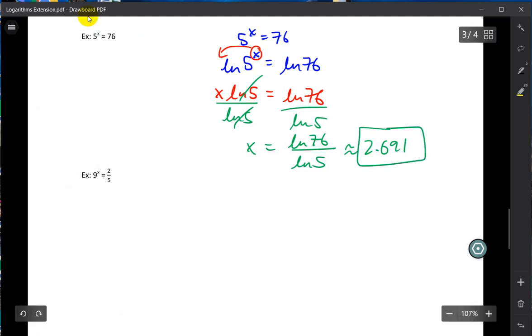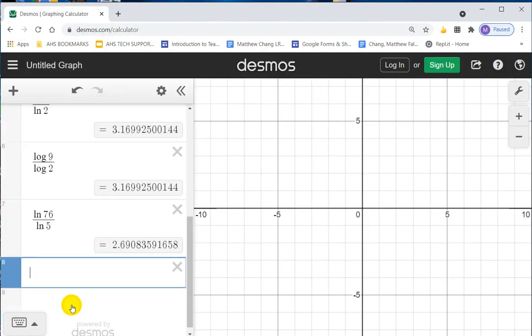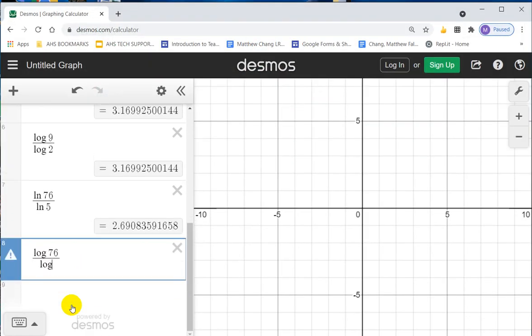Now similarly, if you did base, this is log base 5 of 76 equals x. So this is log 76 divided by log 5. And if I type that in, you're going to get the same thing as well. Log 76 divided by log 5.